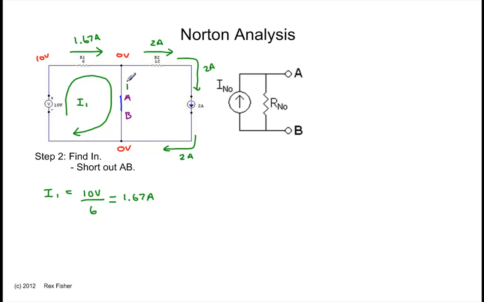So we know the current that flows into that node here is 0.33 amps. That's the current that flows through AB. That means our Norton current is 0.33 amps.